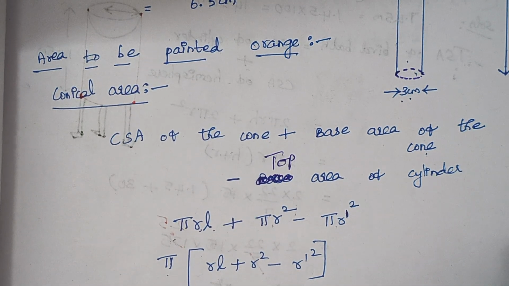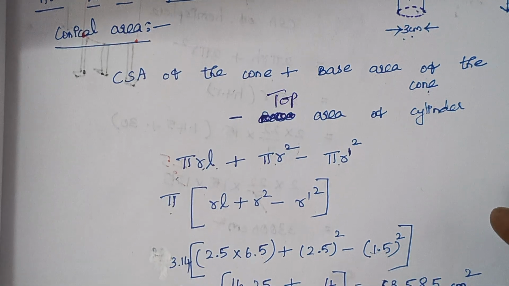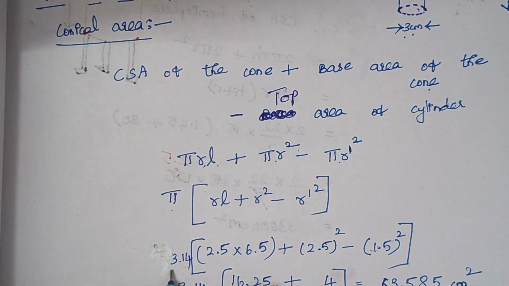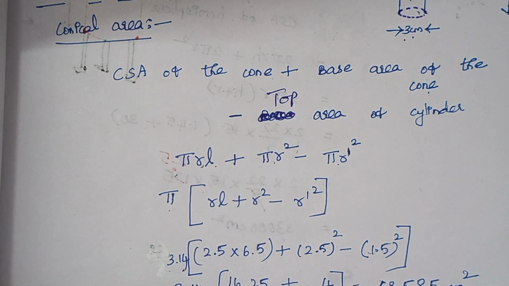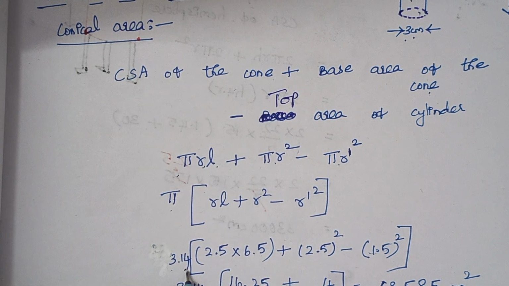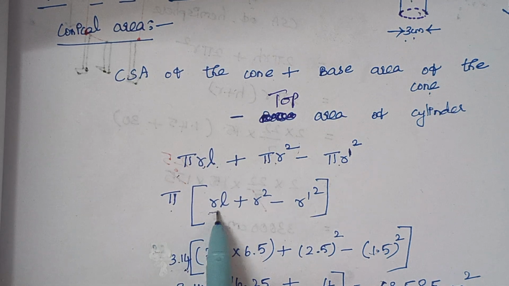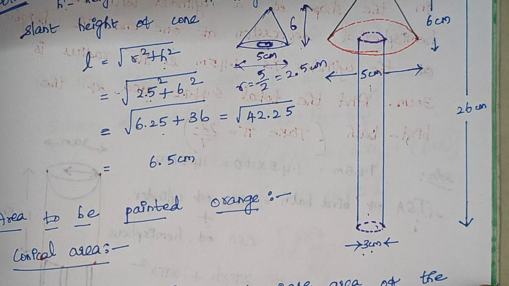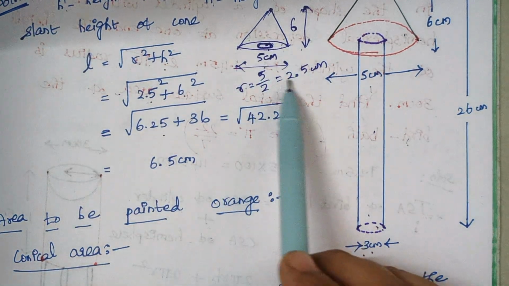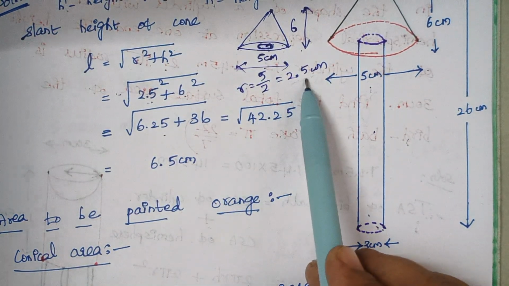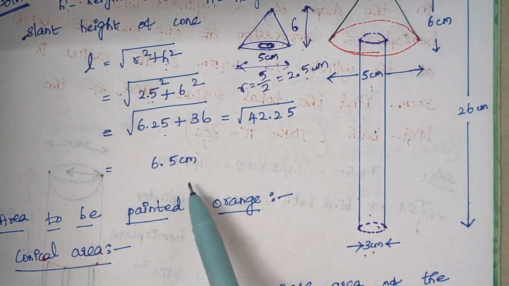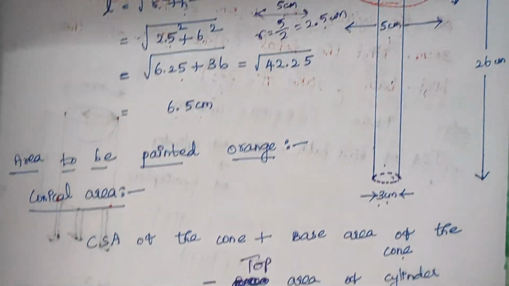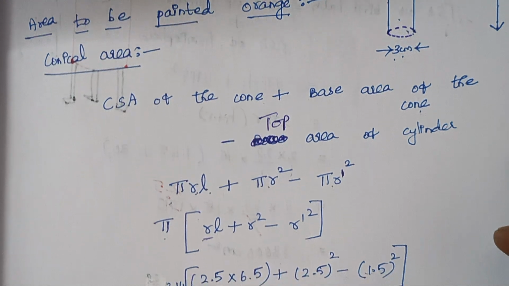So just substitute the values. Here in the problem, the value of pi should be taken as 3.14. They had clearly mentioned. Once they have mentioned, you should follow as such. So here it is 3.14. What about the radius of the cone? You see, it's better I could have drawn the diagram down. The radius of the cone is 2.5, right? What about the slant height of the cone? It is 6.5.